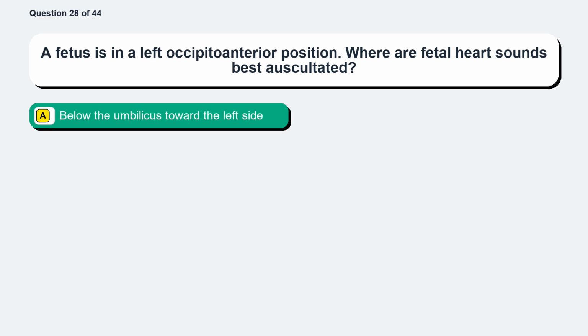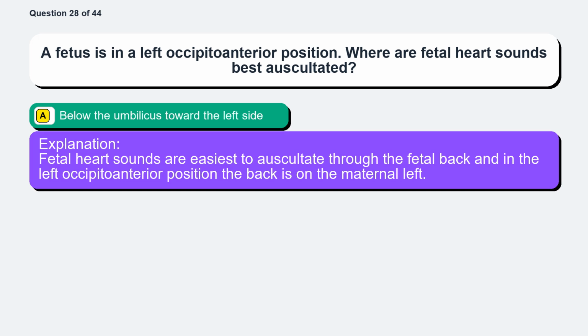The correct answer is option A. Below the umbilicus toward the left side. Fetal heart sounds are easiest to auscultate through the fetal back, and in the left occipito-anterior position the back is on the maternal left.